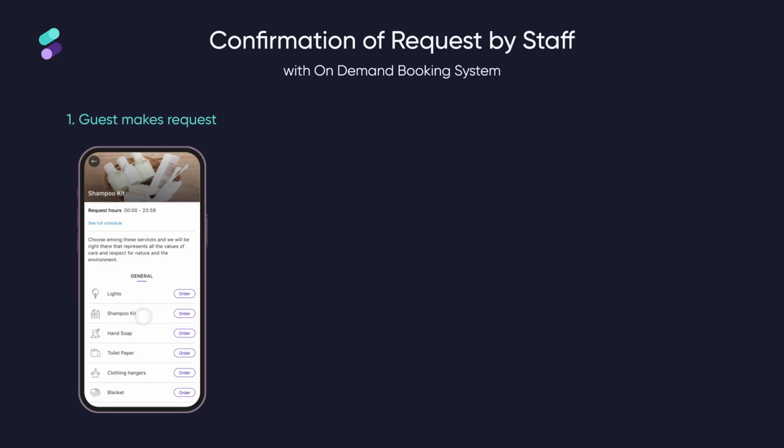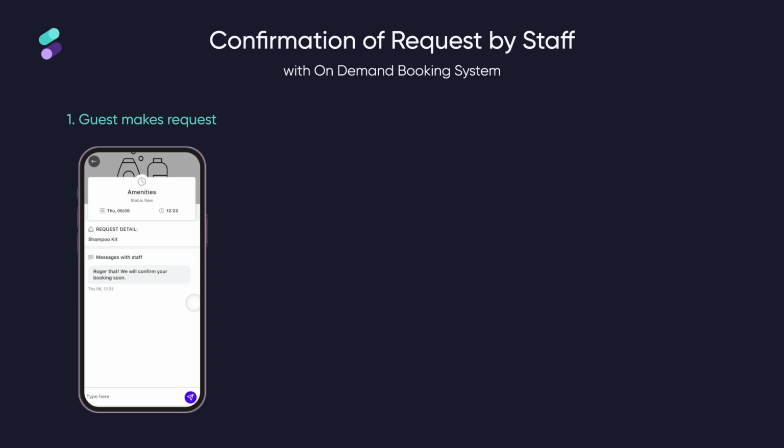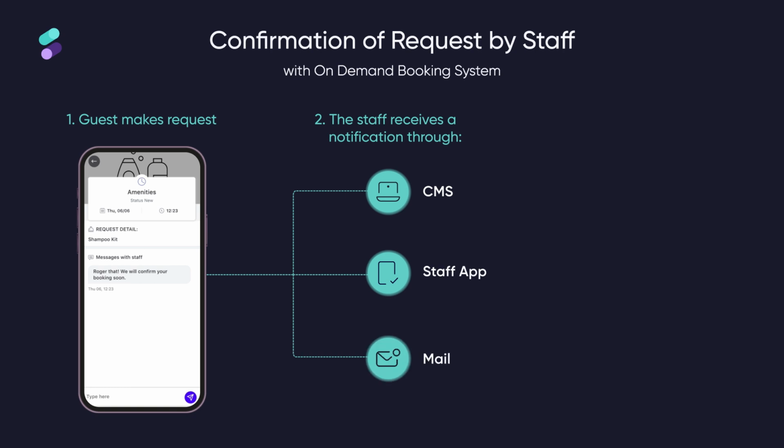First, the guest makes a request or a reservation as we are seeing on this screen. Next, the staff receives a notification through three possible channels: through the CMS, through the staff app, or through email. Remember, you have the flexibility to use all three channels simultaneously.